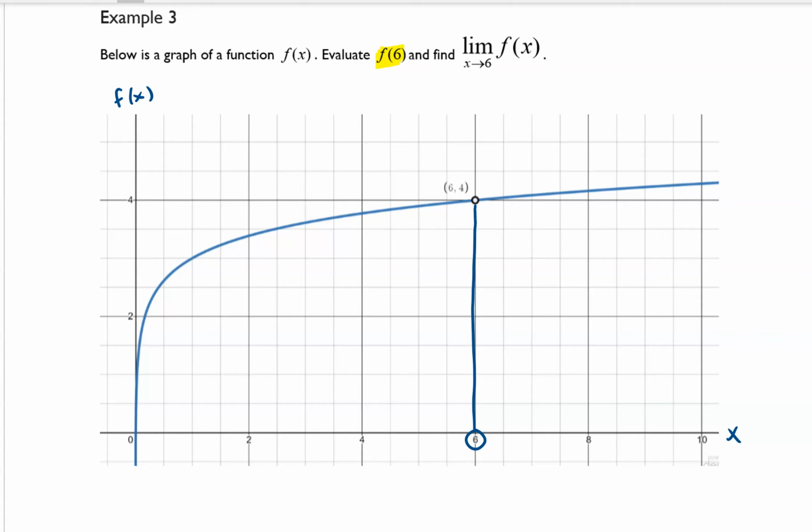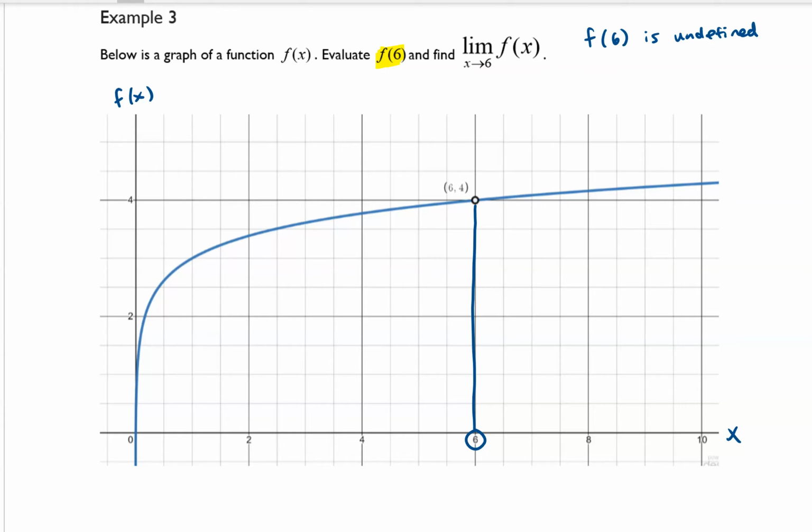Notice though that there is an open circle at this point, and they've even labeled it for us at (6, 4). That means that there's a hole there and our function is not defined when x is equal to 6 because there's an open circle there. So we would say that f of 6 is undefined.